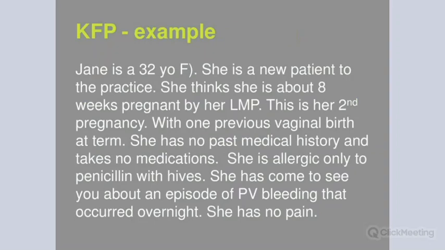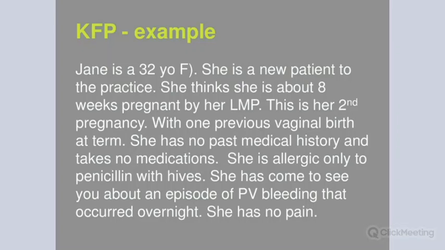So I just thought we'd run through a KFP example. Maya is obstetrics, so I picked a really easy example for me. Jane is a 32-year-old female. She's a new patient to the practice, and she thinks she's about 8 weeks pregnant by her last menstrual period. This is her second pregnancy with one previous vaginal birth at term.